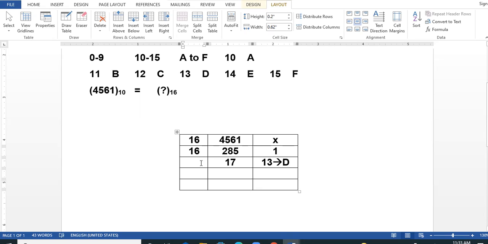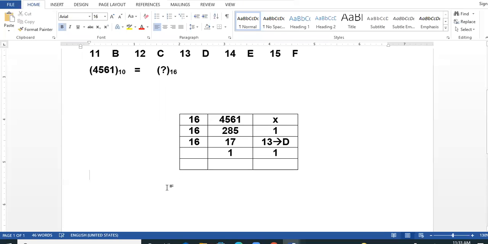Am I clear? Then again with 16. 16 ones are 16, remainder 1. So here our question stops and we get the result as 11D1 to the base 16. This is our result. Any doubt, any queries, please raise your hand and clear out your queries. Any questions, any doubt?